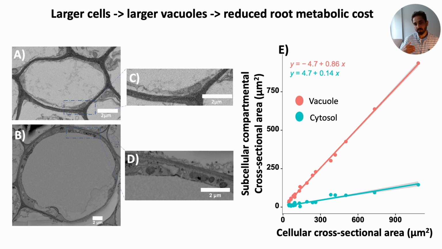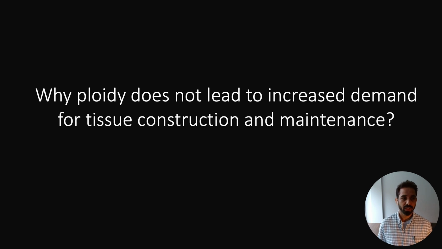And then I'm going to talk about another story here right now, which is how ploidy reduces root metabolic cost. Now that's counterintuitive. That's why I posed it as a question: why ploidy doesn't lead to an increase in demand for tissue construction and maintenance. And why this question? Let me explain.